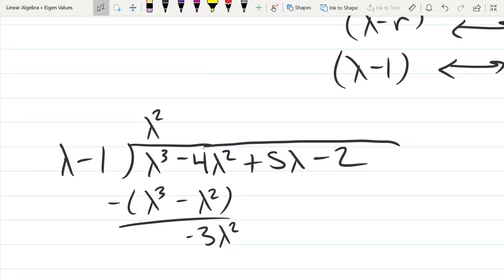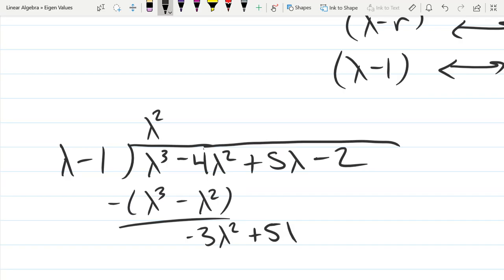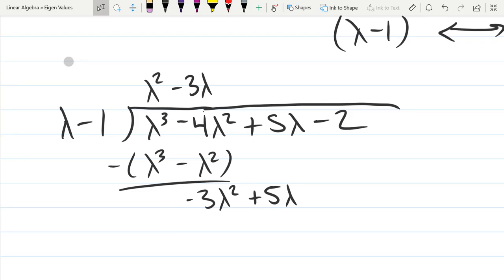All right, we're going to bring down the next term, so it's plus 5 lambda. What do I multiply lambda by to get negative 3 lambda squared? Negative 3 lambda. You're usually going to look down here at the 3 lambda squared and take 1 power less of lambda. That's generally what you're going to be doing. So multiply through: I have negative 3 lambda squared plus 3 lambda, and we are subtracting.